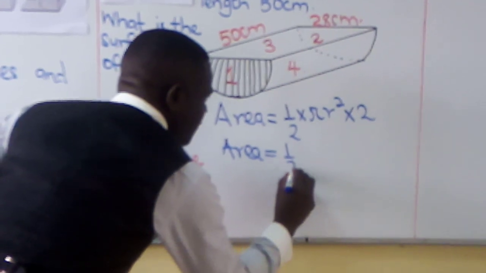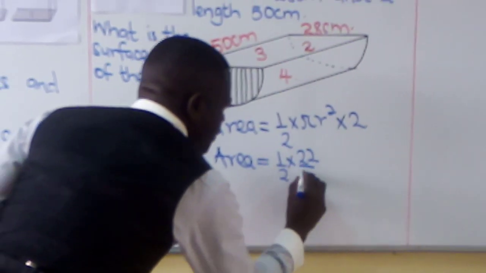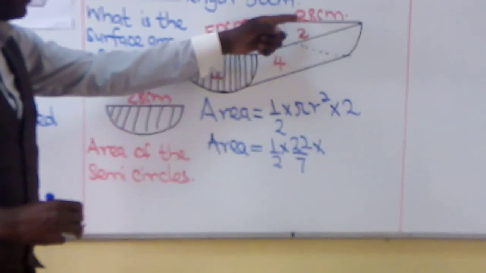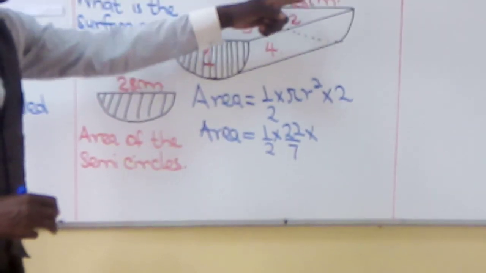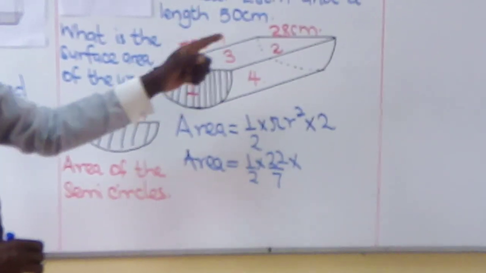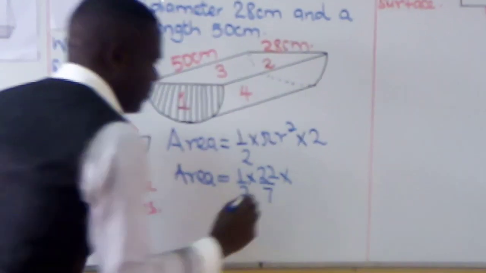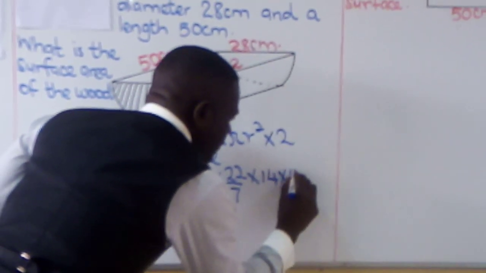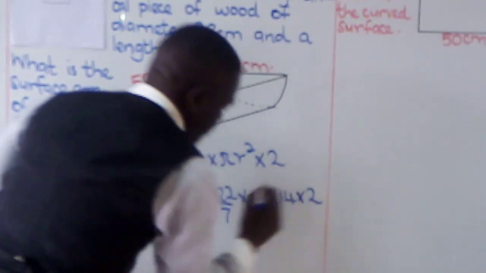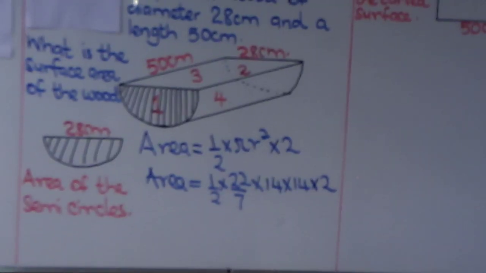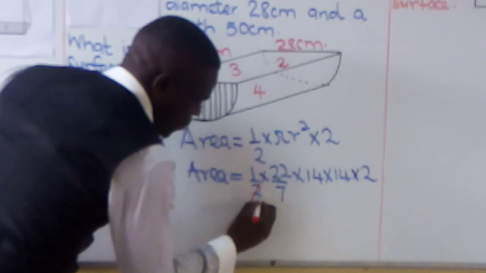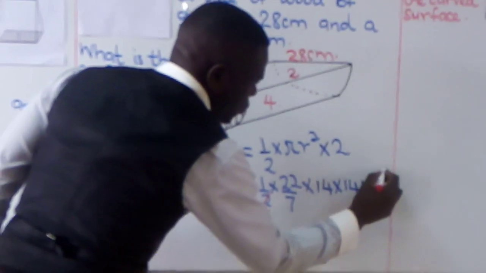And so area here will be a half times 22 over 7 multiplied by the radius. The radius is not given, but the diameter is given. That's the diameter, 28. So the radius is the diameter divided by 2, which is 14. 14 times 14. And then you multiply by 2 because they are 2. Very good. And so we simplify by cancelling. 2 by 2 is 1. And 2 is 1.